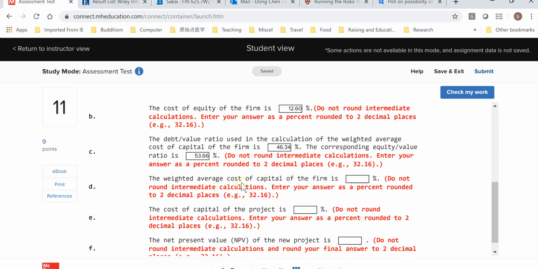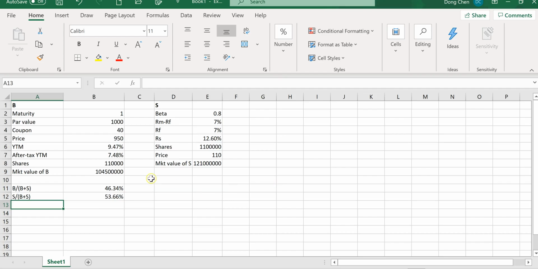The weighted average cost of capital of the firm. So far everything is about the firm, and we have got the after-tax cost of debt, which is after-tax YTM, and we also have RS, the cost of equity, and we know the debt-value and equity-value ratios. So now we can calculate the WACC of the firm, right?